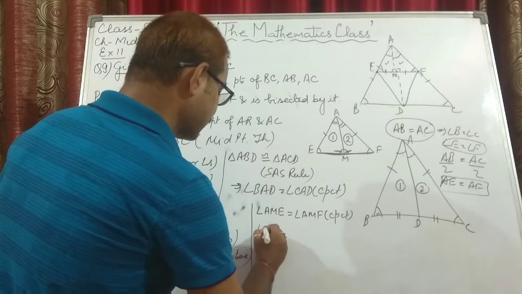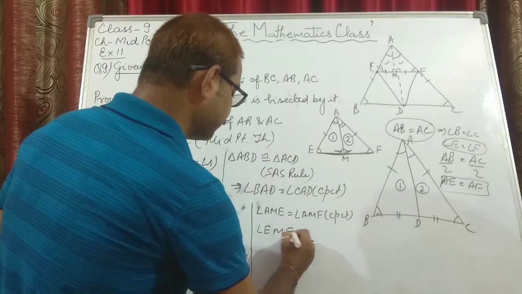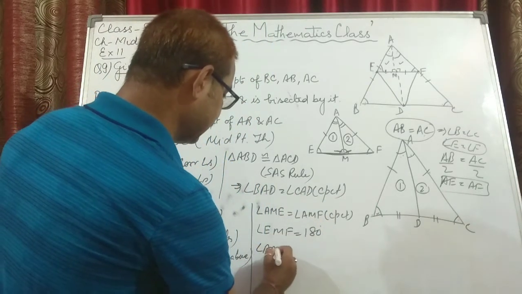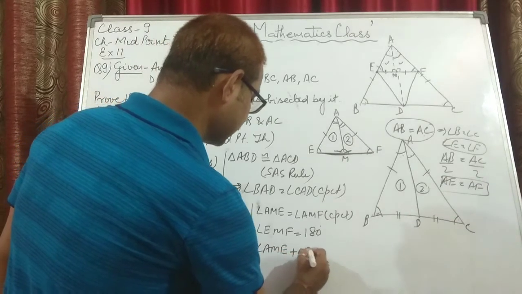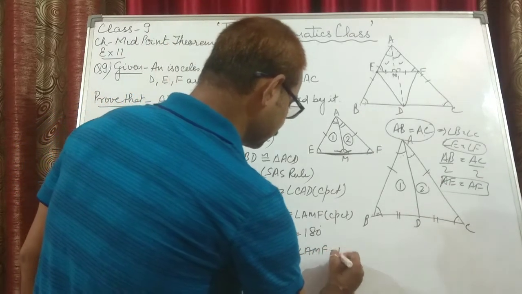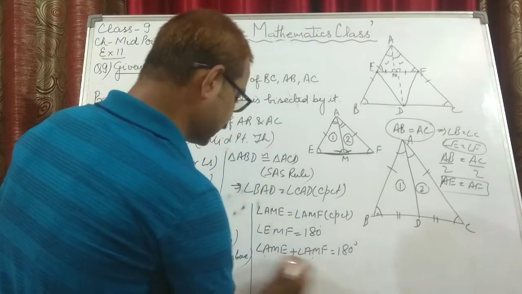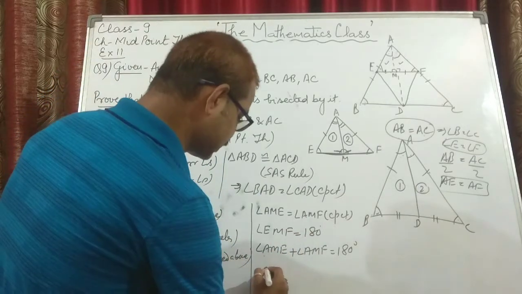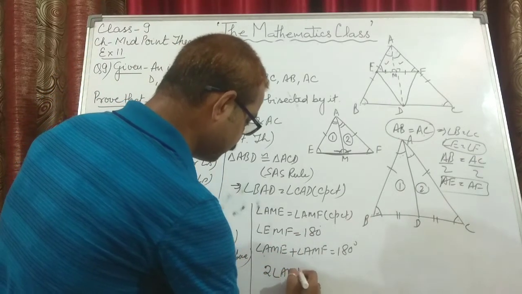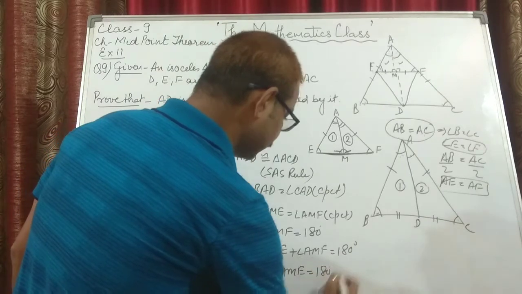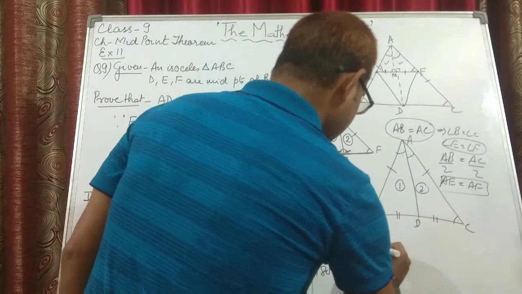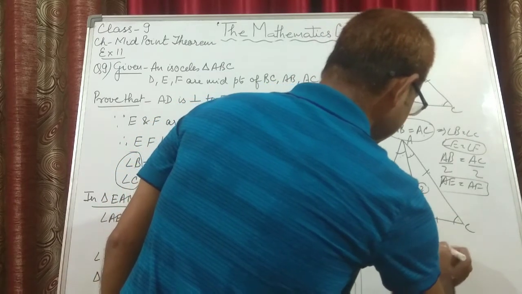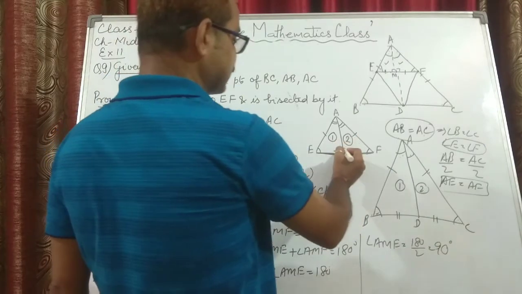But we can say that angle EMF is equal to 180. So in place of EMF we can write angle AME plus angle AMF, that is 180 degree. Now both of them are equal, so we can replace any one in place of any one. So we can say 2 times angle AME is equal to 180 degree. Therefore angle AME is equal to 180 upon 2, that is 90 degree. So we have proved that this angle is 90 degree.